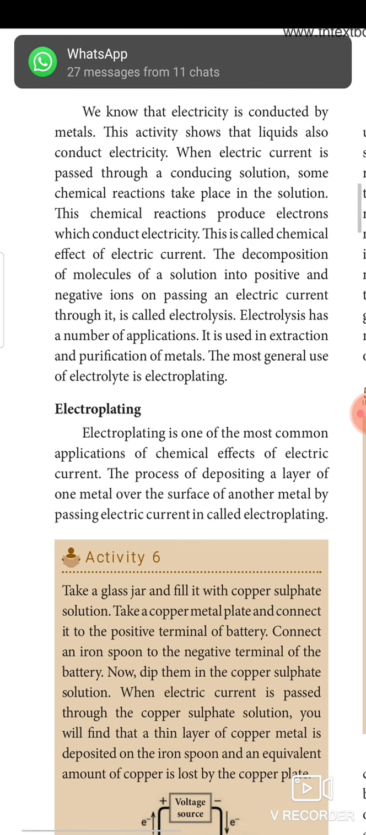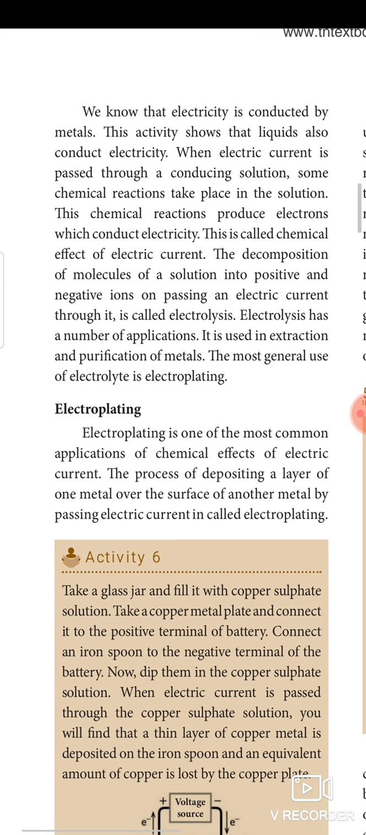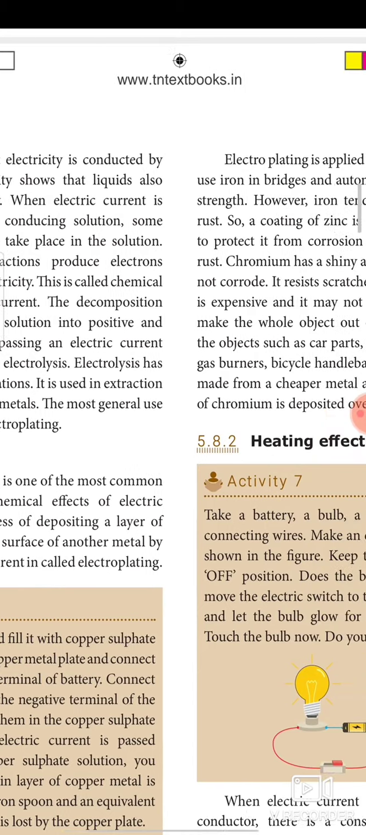Now let's see what electroplating is. Electroplating is one of the most common applications of the chemical effect of electric current. The process of depositing a layer of one metal over the surface of another metal by passing electric current is called electroplating. Gold-like ornaments we are wearing, no? Inside it is not gold, but the outer layer seems like gold. That is electroplating. The bangles, earrings, ornaments, etc. Okay, electroplating is applied in many fields.